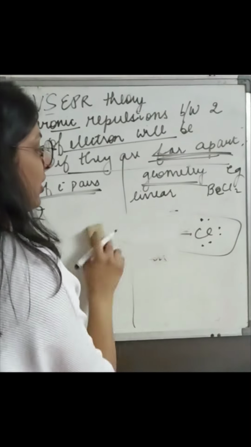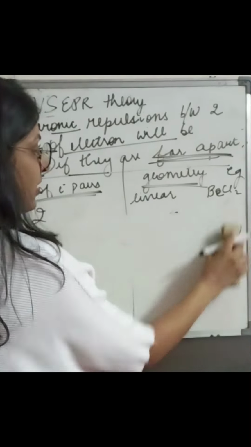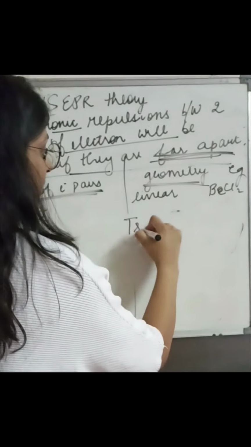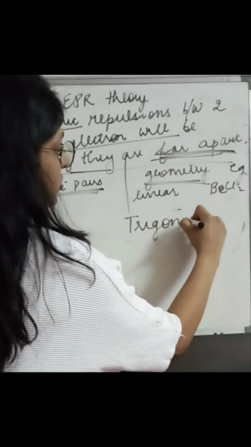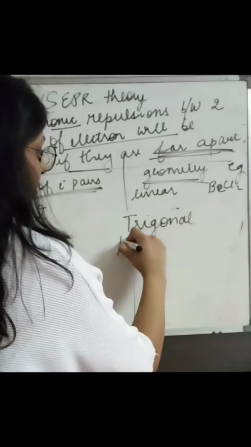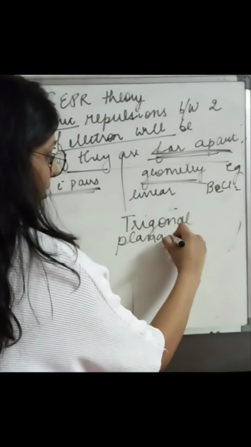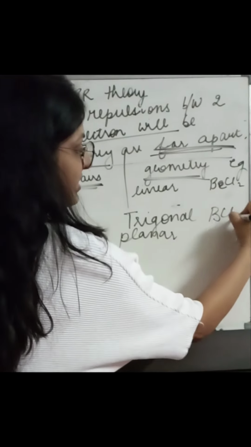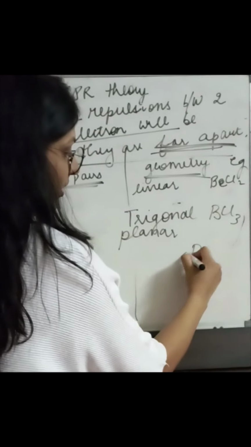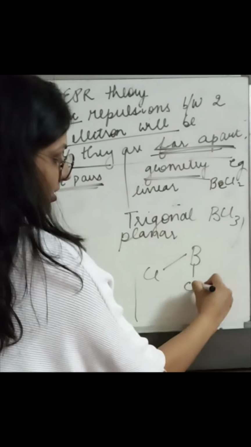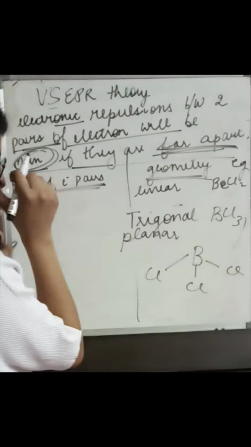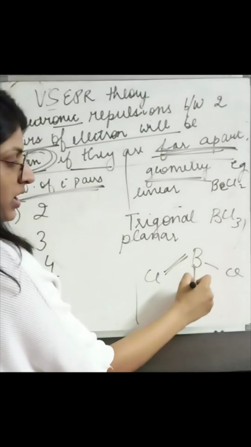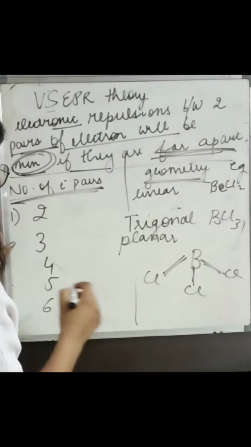Similarly, if there are 3 electron pairs, we have the arrangement that is trigonal planar. For example, BCl3. If there are 3 electron pairs, 1, 2 and 3.